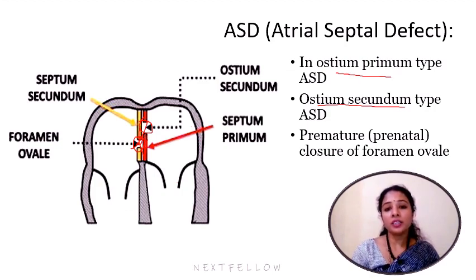The third condition we can see here is premature closure of foramen ovale. In this condition, the closure of the foramen ovale occurs during prenatal life, and this results in a massive hypertrophy of the right side of the heart and underdevelopment of the left side of the heart. So that is about premature closure of foramen ovale.